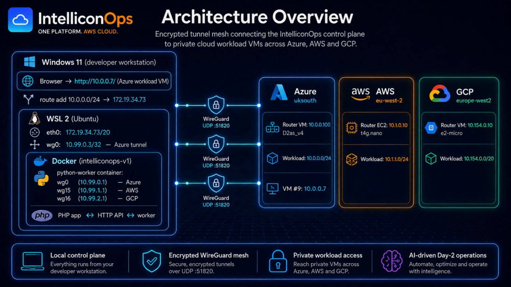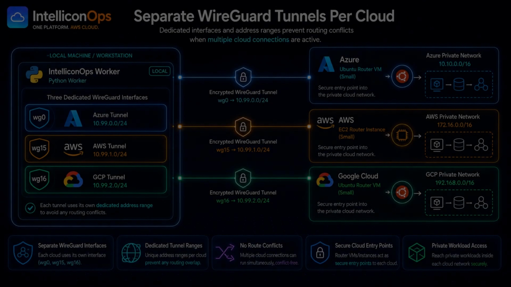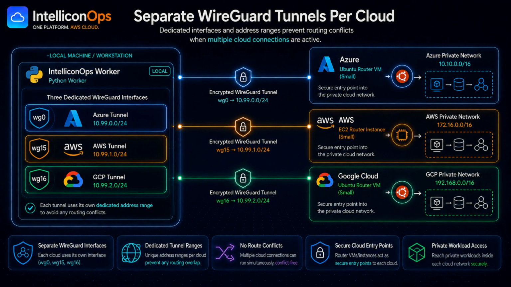And that brings us to the next part of the architecture. How does a locally running worker reach private virtual machines inside AWS, Azure and Google Cloud? That's where WireGuard comes in. The Python worker maintains separate WireGuard interfaces for each cloud environment. AWS uses WG15 and Google Cloud uses WG16. Each tunnel has its own dedicated address range. That separation is deliberate because it prevents routing conflicts when several cloud connections are active at the same time.